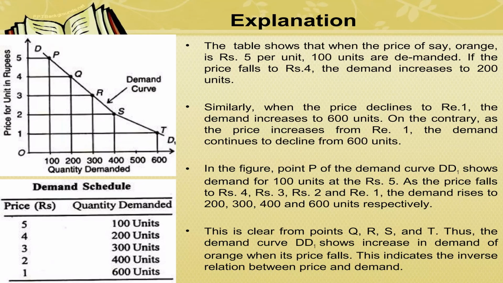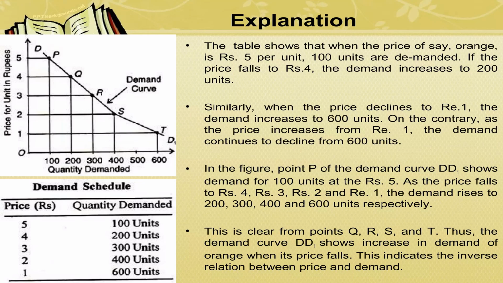You can see the explanation of the law of demand in this slide. On the right hand side, there is a graph and a tabular representation of the demand schedule and the demand graph. The table shows that when the price of an orange is rupees 5 per unit, 100 units are demanded. If the price falls to rupees 4, the demand increases to 200 units. Similarly, when the price declines to rupee 1, the demand increases to 600 units. On the contrary, as the price increases from rupee 1, the demand continues to decline from 600.